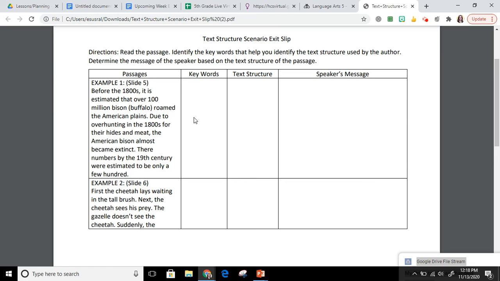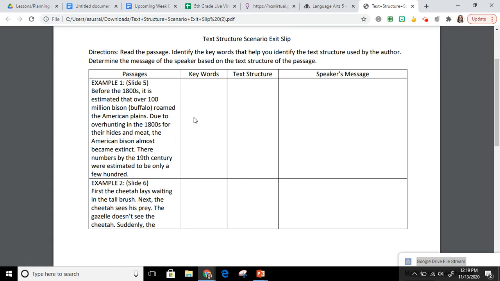And then for the speaker's message, well, what are we learning from this example using that cause and effect relationship? Well, for the message here, we're learning that because bison were overhunted, they almost became extinct. So there you can see that cause and effect relationship. Because the bison were overhunted, that led to the effect, which would be that the bison almost became extinct.